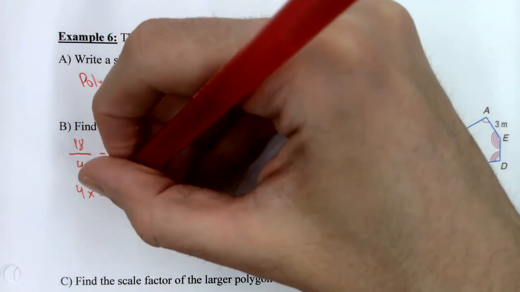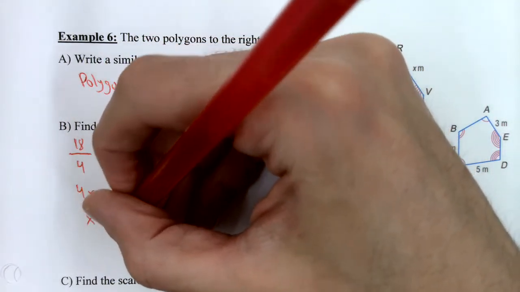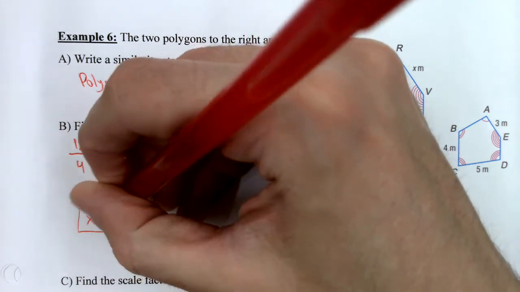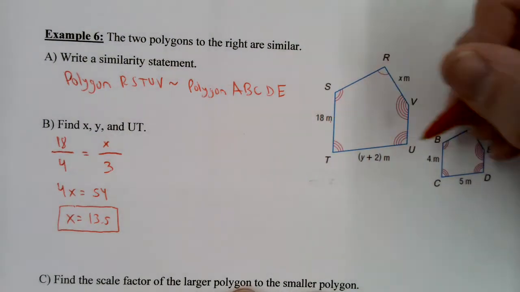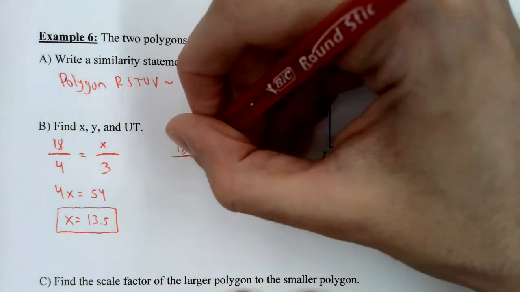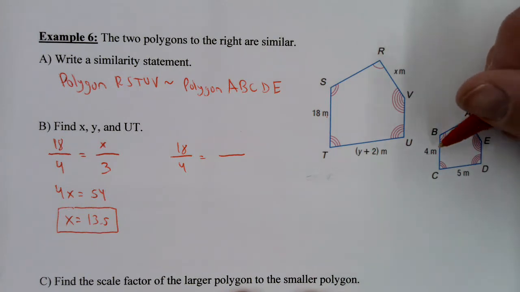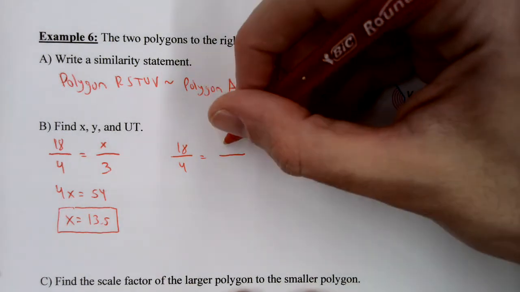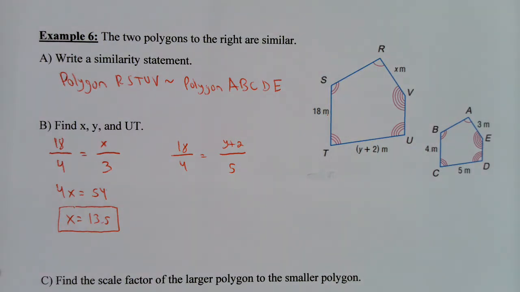4x equals 54. X equals 13.5. Let's do y. 18 over 4. Again, I'm making all my numerators come from one figure, and all my denominators from the other figure. So y plus 2 over 5. I made both my numerators come from the big figure, and I made both my denominators come from the small figure.